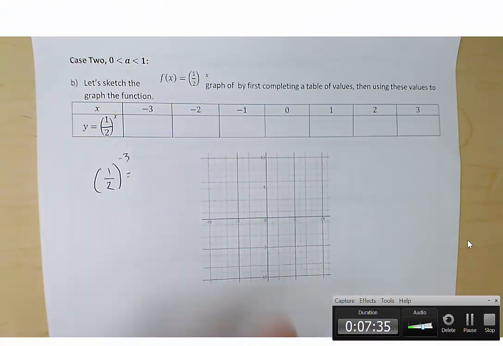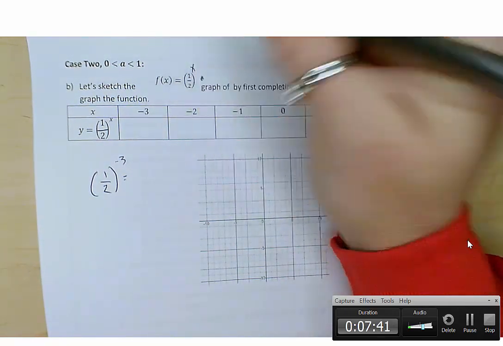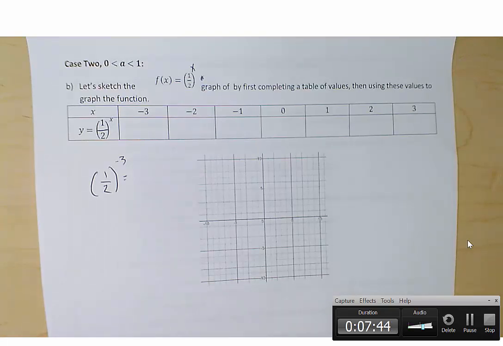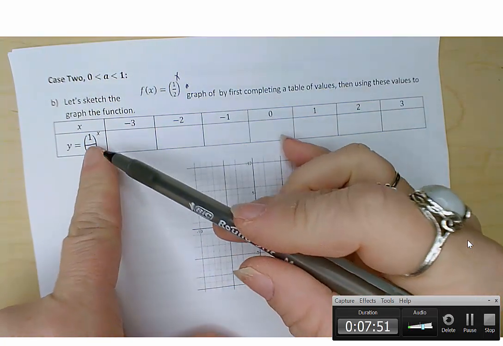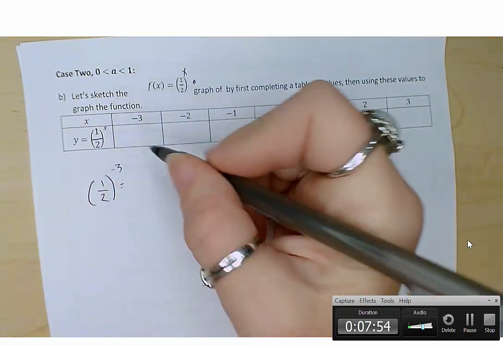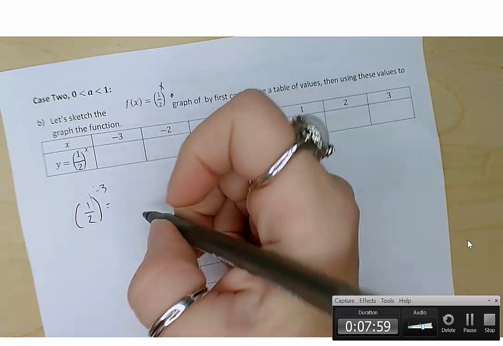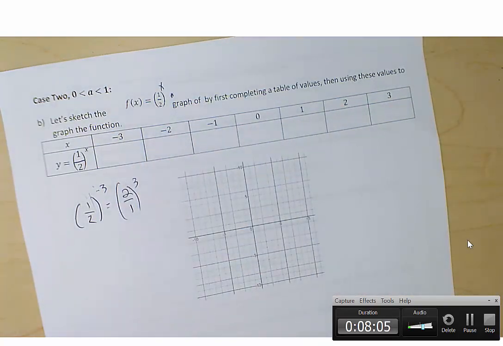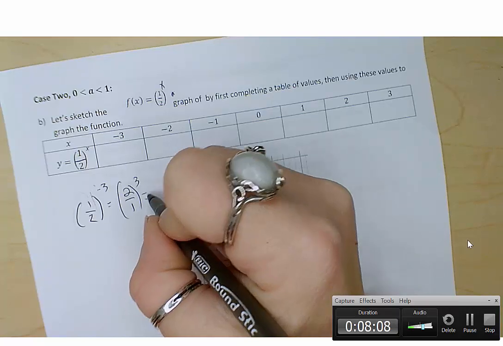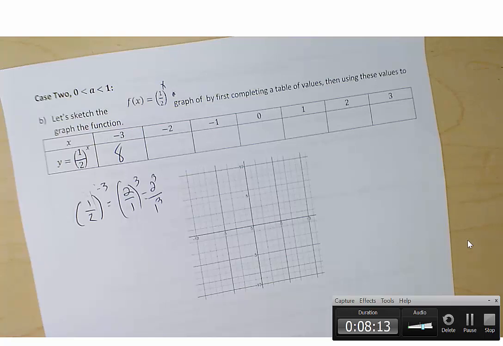For our next example, let's go ahead and sketch the graph of f of x is equal to 1/2 raised to the x power. So 1/2 to the x power. We're just going to take these values here and plug them into x. So the first value here is going to be 1/2 raised to the negative 3. Keep in mind with negative exponents, if you are taking a fraction and raising it to a negative power, what that's telling you to do is flip that fraction, and you are now raising it to a positive power. So this is really 2 cubed over 1 cubed, which is just an 8.